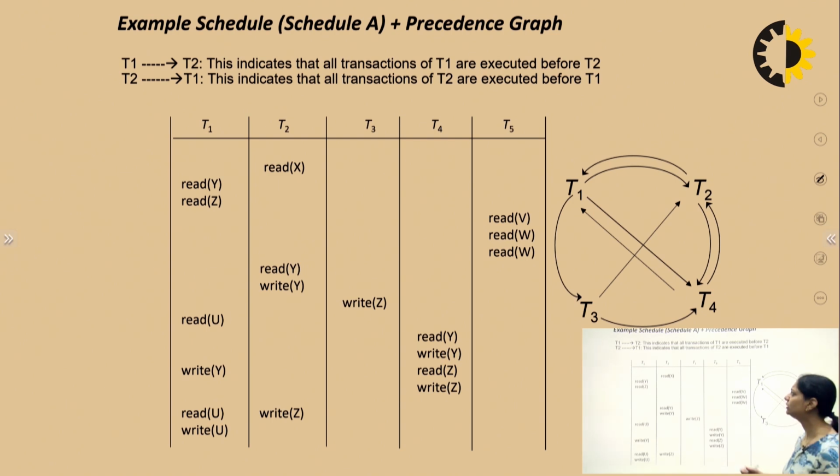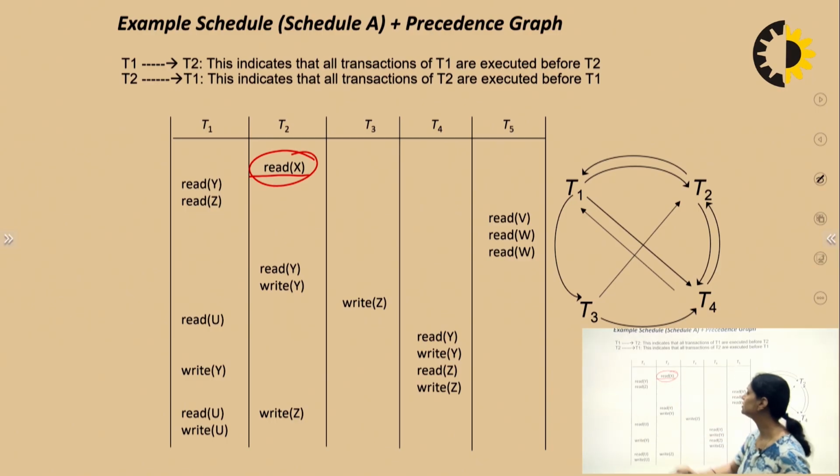We'll start with read X first of all. Now we'll check whether this X is being used by T1 in any of the cases. No. This X is being used by T3? No. X in T4, T5? No. So this is safe and can execute without any conflict.